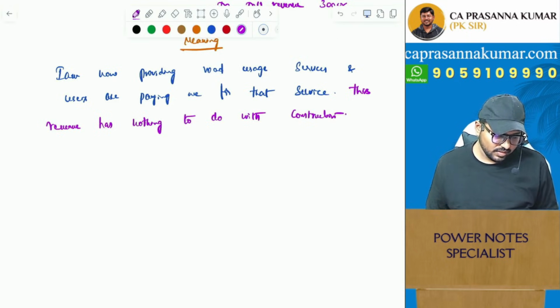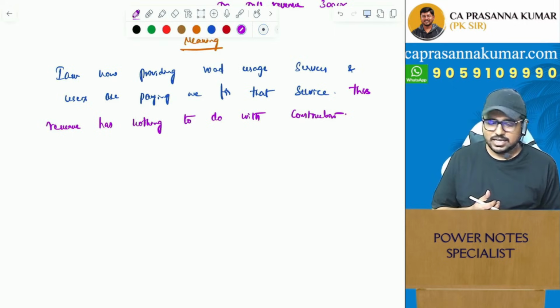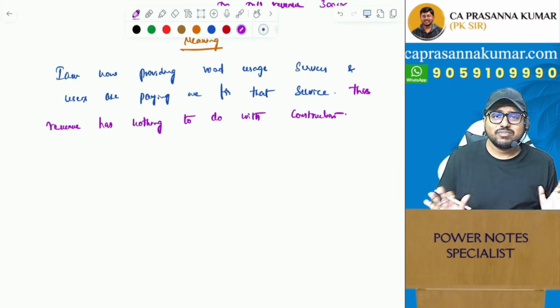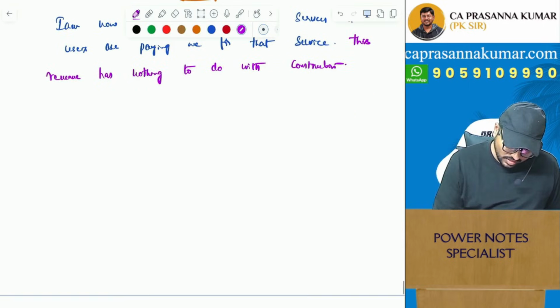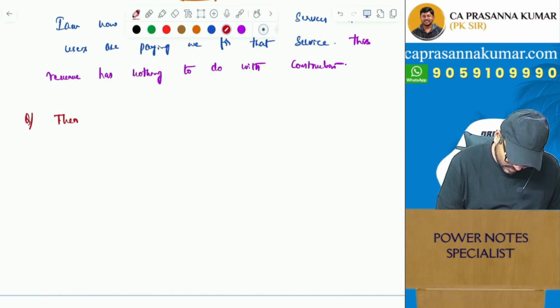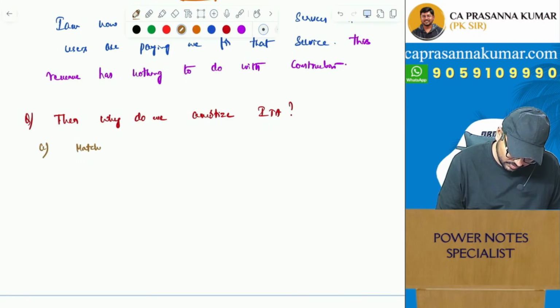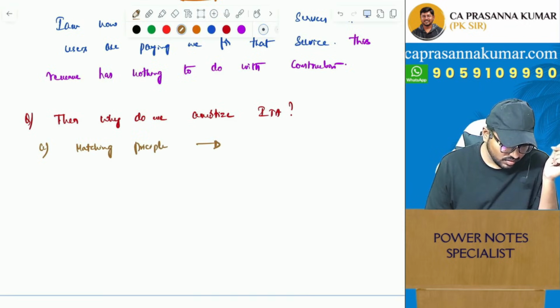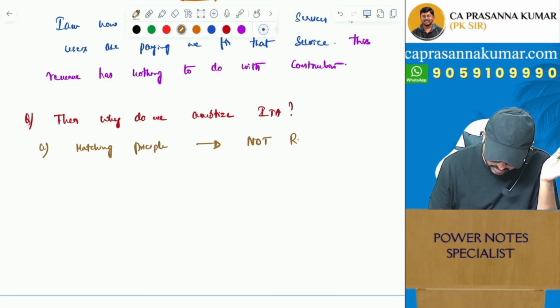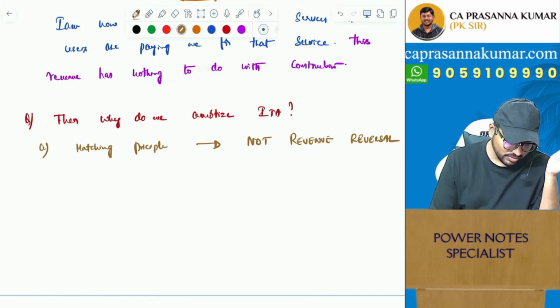Clear? Now the next question is, then why do we amortize the intangible asset? Very simple, matching principle. This is not revenue reversal. That is where the problem comes. I'll write that question also. Then why do we amortize the intangible asset? Answer, matching principle. Forget all these basics of accounting. This is not revenue reversal, which many people are understanding the wrong way. This is not revenue reversal. Clear? Right? It's just the matching principle.